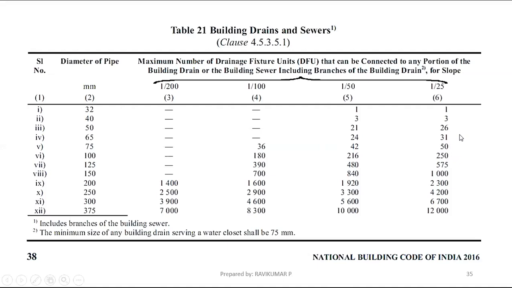Then the velocity in the pipe also changes. If you are increasing the slope, at 1:200 there will be a little slope, 1:100 a little more, 1:50 more, and 1:25 even more slope will come. So if you are increasing the slope, you will get more velocity also.